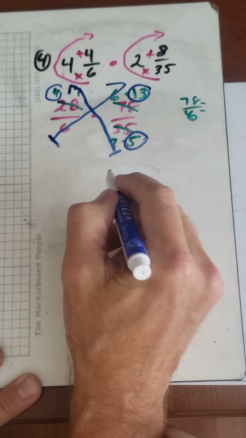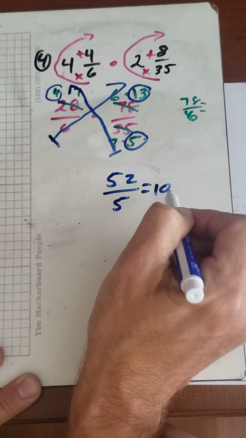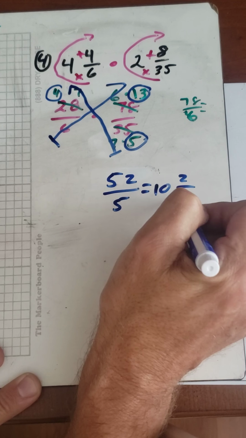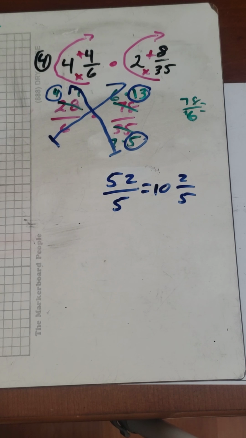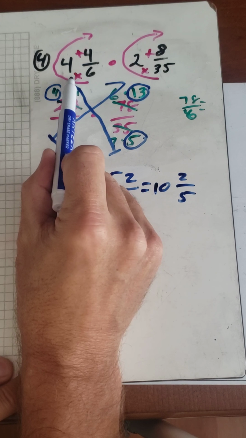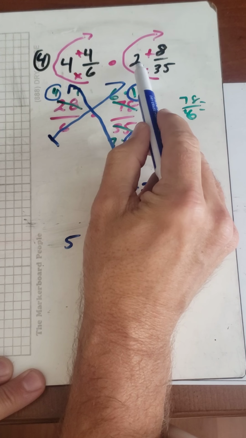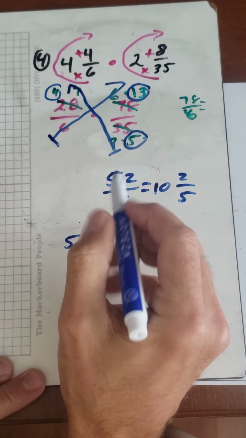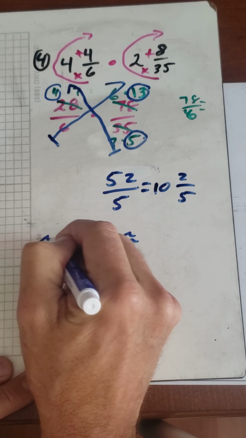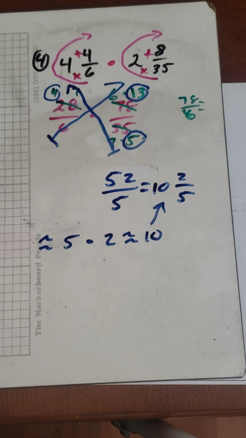All right, so 52. And then 5 goes in 52 10 times with 2 left over. Okay, so 10 and 2/5. Okay, so I'm gonna take a quick look here and see how close this was. So here, that is pretty close to 5, right? If you round that up, it's gonna be about 5. And this one, 2 and 8/35, that's about 2. So I get about 10, which is obviously super close to 10 and 2/5.